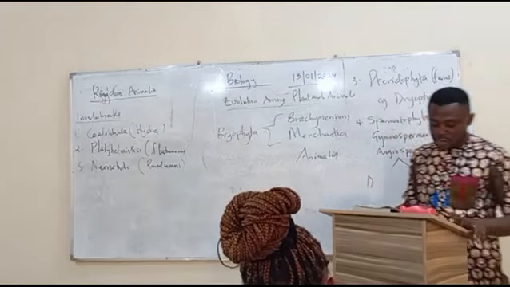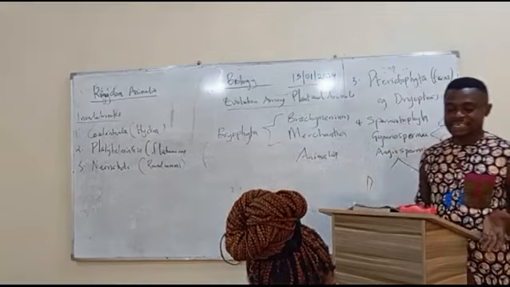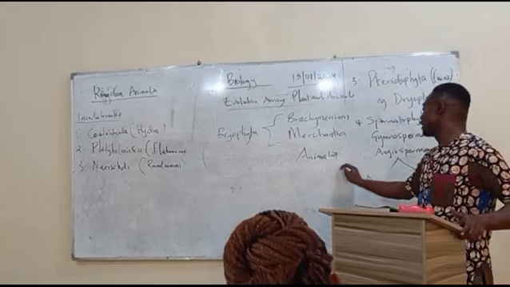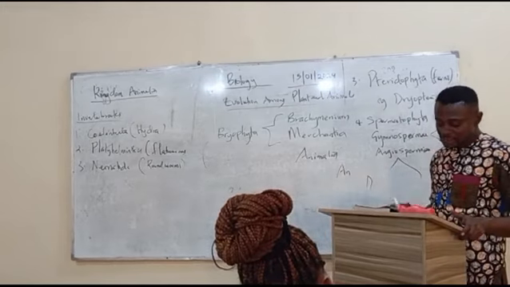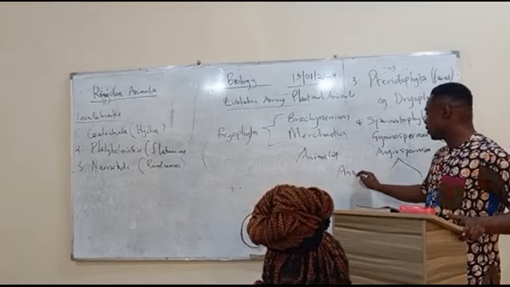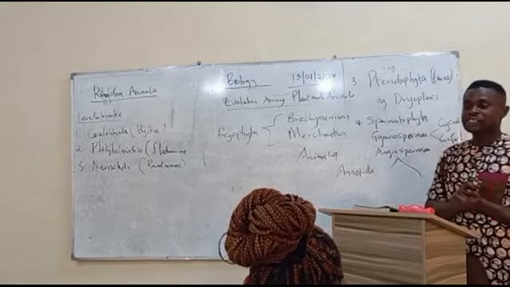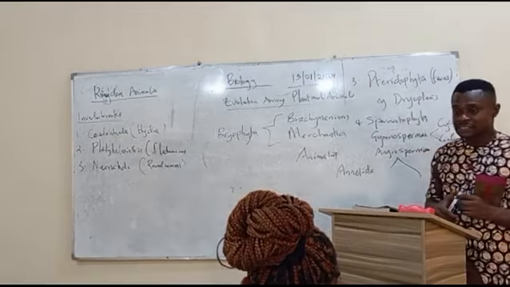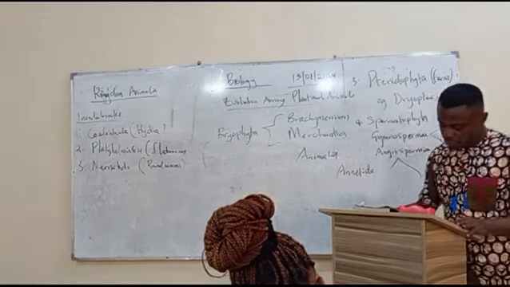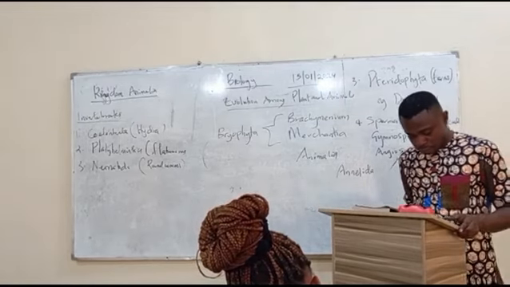Another one we look at is Annelida. Annelids. That's where you have your earthworm. Earthworm belongs to this Annelida, okay? The next one under invertebrates we look at is Arthropoda, or arthropods.